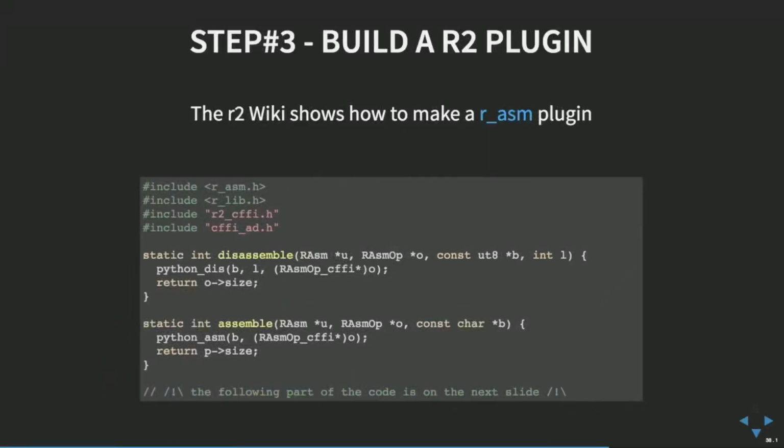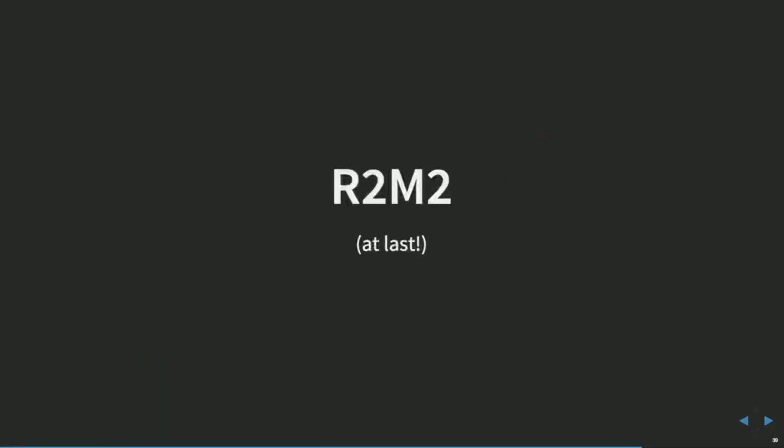And the third step you need to take is to build an R2 plugin in C. You can check the R2 wiki, because they have a really nice example at this link. I won't describe that today because I guess that's too much information. It's exactly the same as we did in Python five minutes ago, but in C. So you need to define a disassemble function, an assemble function, and you need to fill a C structure. And that's it. You get an R2 plugin in C. Okay, so at last, r2m2.